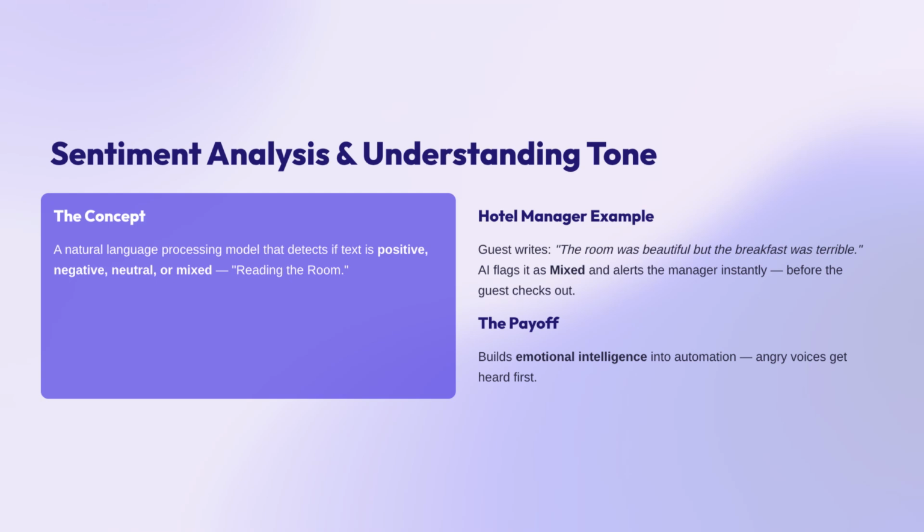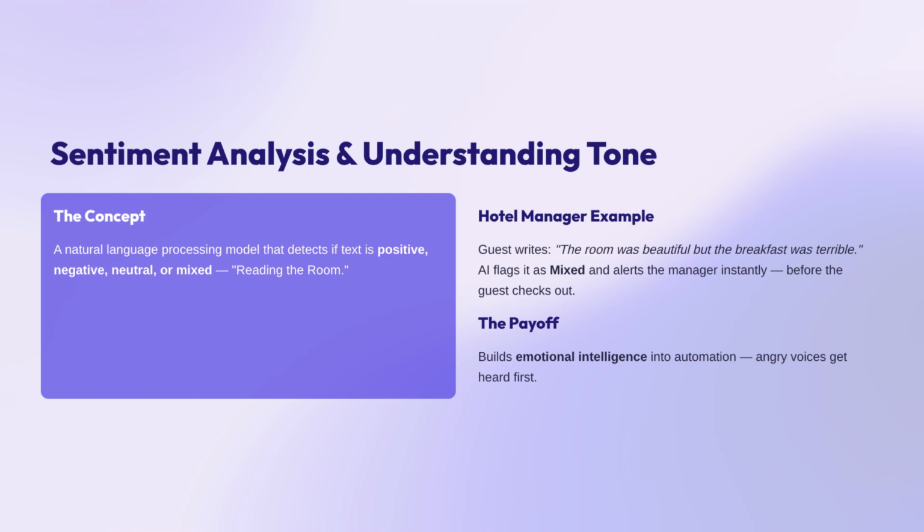Think about a dummy example of a hotel manager. You have a feedback form on your website. If a guest writes, "The room was beautiful, but the breakfast was terrible," the AI Builder model looks at that and flags it as mixed. It can even send a negative sentiment alert directly to the manager's phone so they can fix the problem before the guest even checks out.